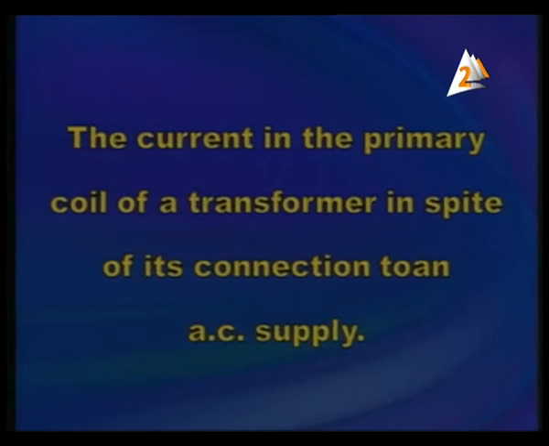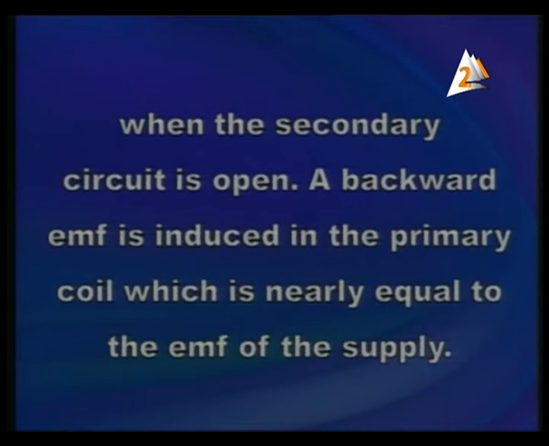When does the current in the primary coil of a transformer, in spite of the connection of the primary coil to an AC supply, equal 0? Yes, this happens when the secondary coil of the transformer is unloaded. When the circuit of the secondary coil is open, a backward EMF is induced in the primary coil, which is nearly equal to the EMF of the supply. So no current passes in the primary, though it is connected to the mains.